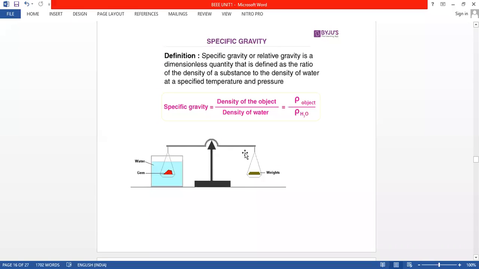You compare with the specific gravity of the water. So what is the specific gravity? We have to write the definition. It is the density of the object by density of the water. It's a small 2 marks, 1 mark question here. Density of the object by density of the water. Okay. So every object's specific gravity must be compared with the specific gravity of the water.